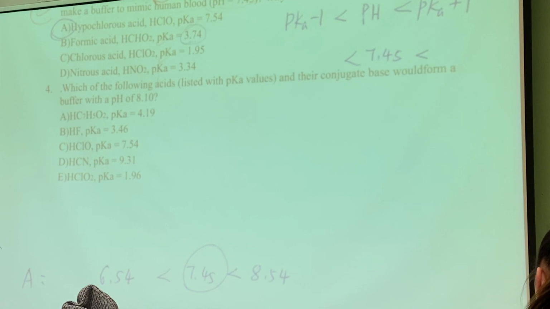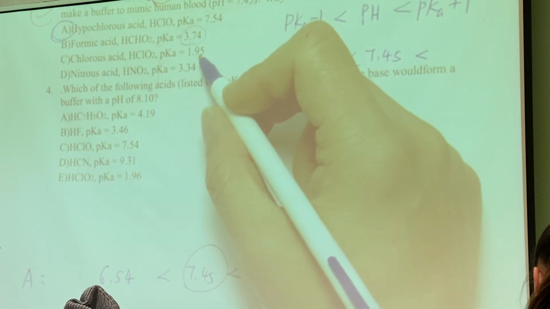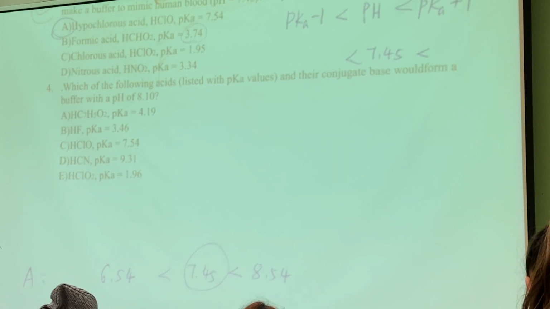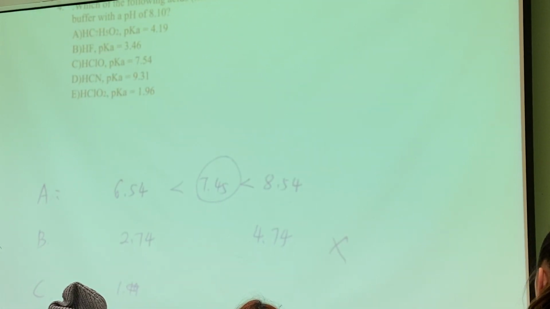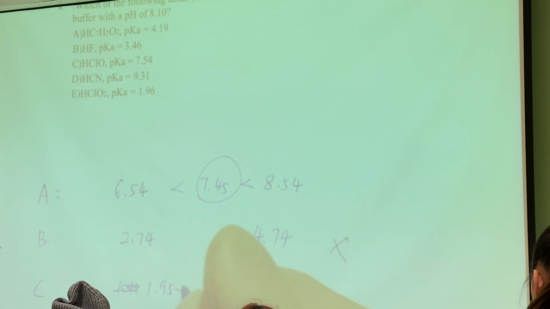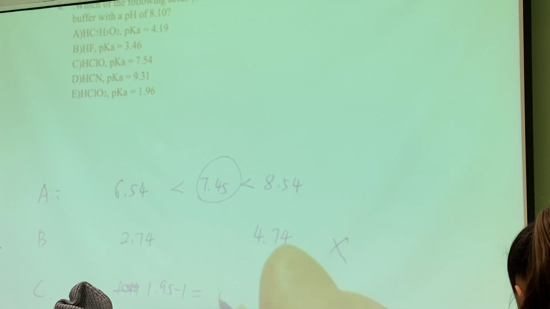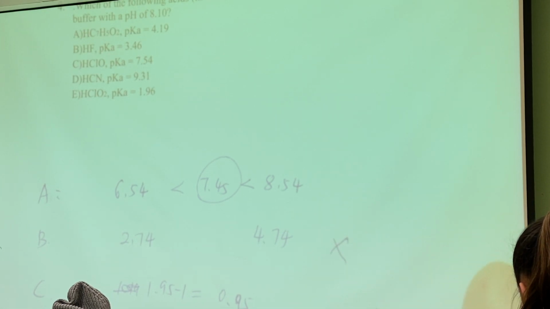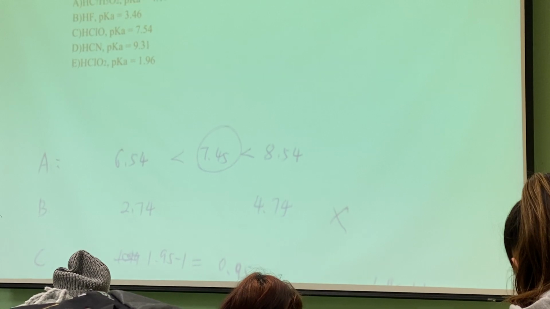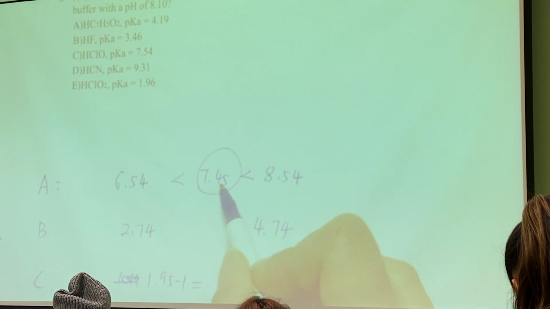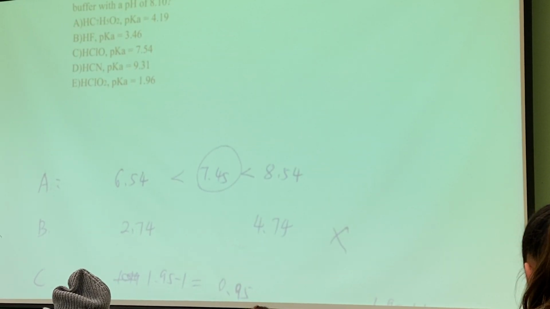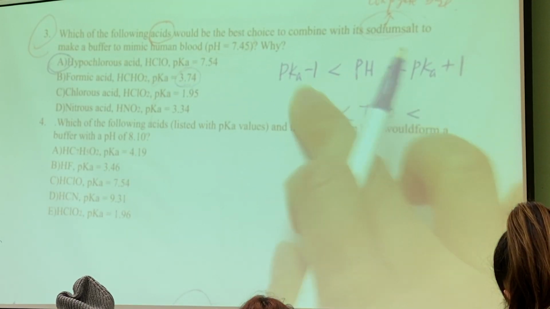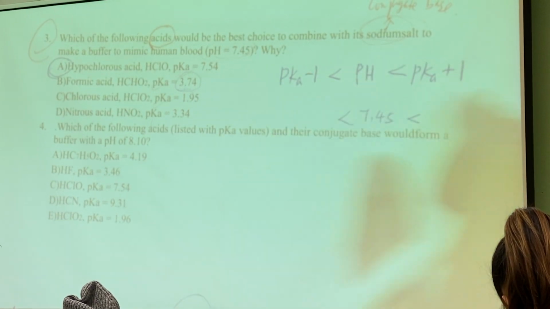Now let's say C. 1.95 minus 1 is 0.95, and 1.95 plus 1 is 2.95. So is 7.45 smaller than any number? No, it's larger than both. So it doesn't meet my requirement. It must be larger and smaller at the same time.